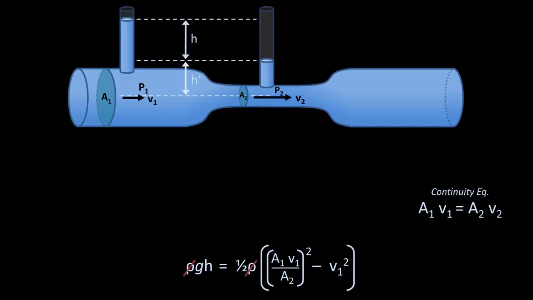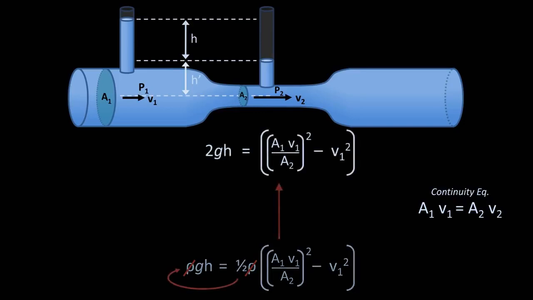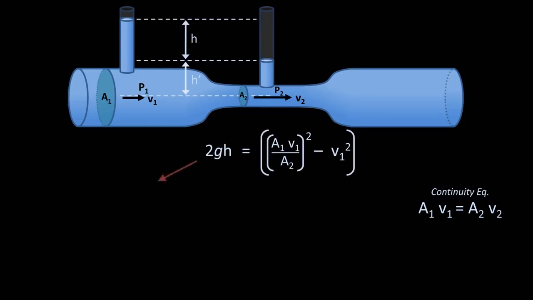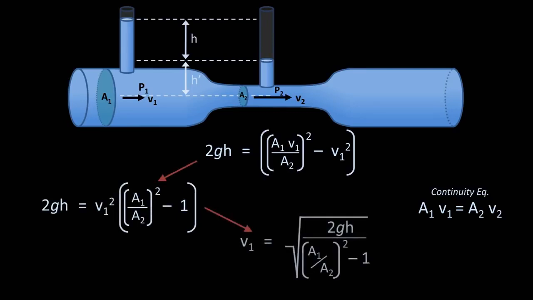At this point, we leave physics behind and concentrate just on the algebra. Multiply both sides of the equation by 2, factor out the V1 squared, and solve for V1. To arrive at an expression for V2, substitute all of this back into the continuity equation. This answer might initially look ugly and cumbersome, but I actually find it kind of awesome that the velocity of fluid moving through this tube can be determined from the ratio of the cross-sectional areas and the difference in column height.